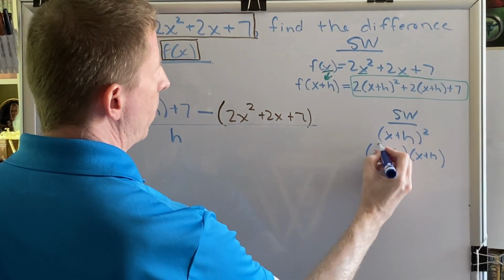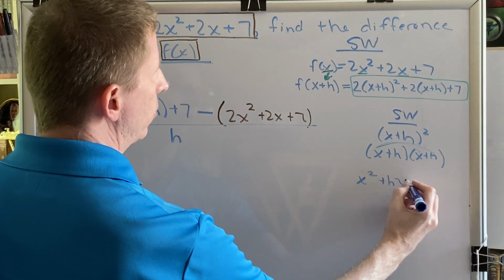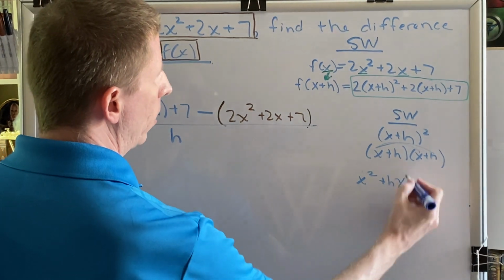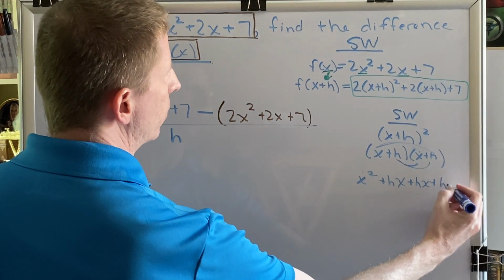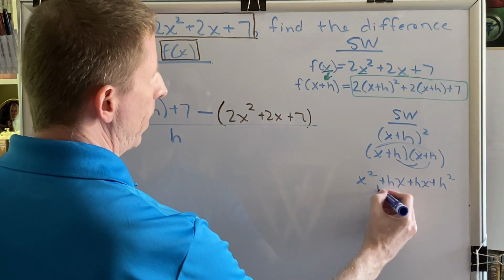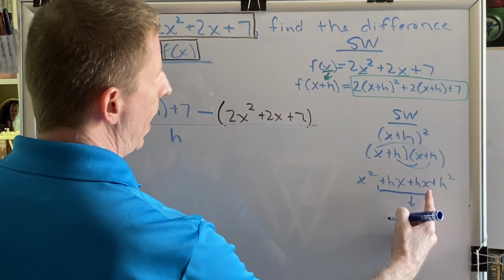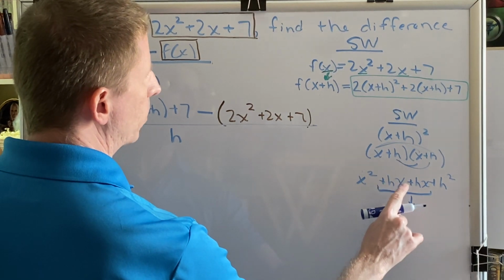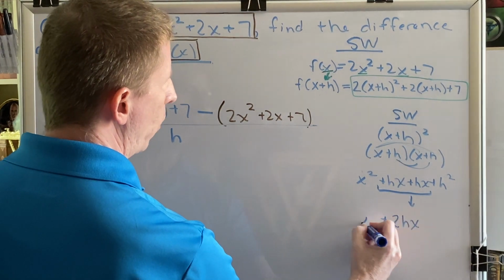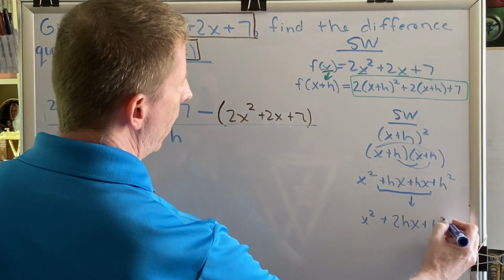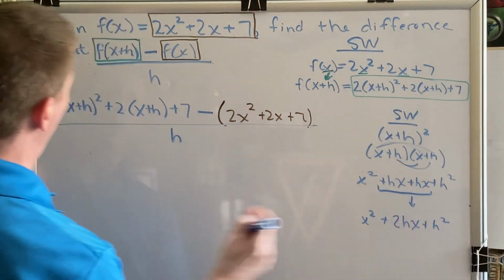Using the FOIL multiplication method, x times x is x squared, x times h is hx. Notice that I've chosen to put the variables in alphabetical order. h times x is hx, h times h is h squared. Because these are in alphabetical order, it makes it very easy to recognize that these are like terms, and that hx plus hx is equivalent to 2hx. And of course, I still have the x squared and the h squared on either side. So this part of my problem is this 3-term polynomial.